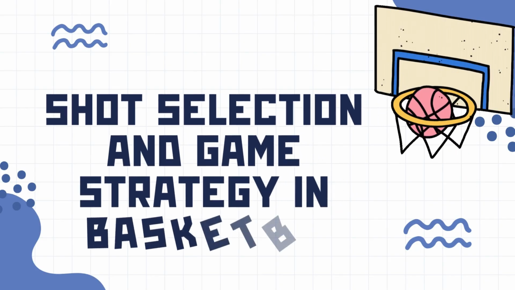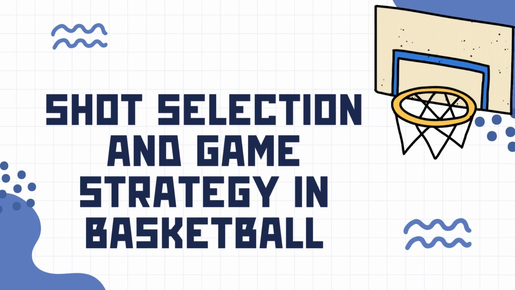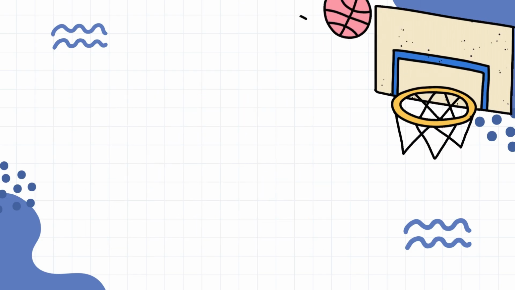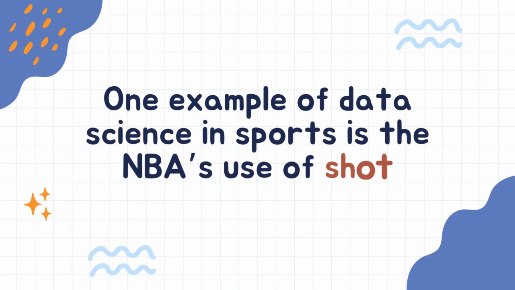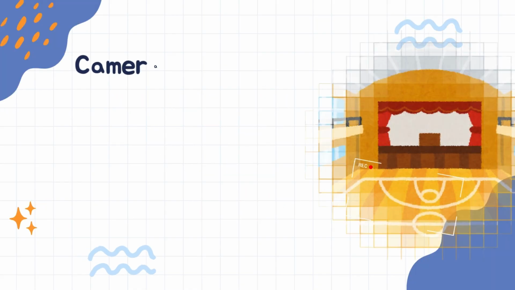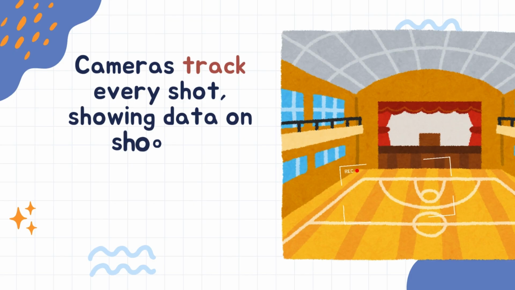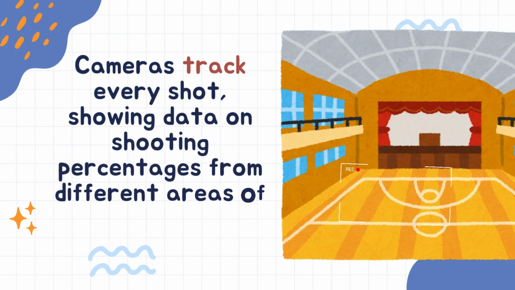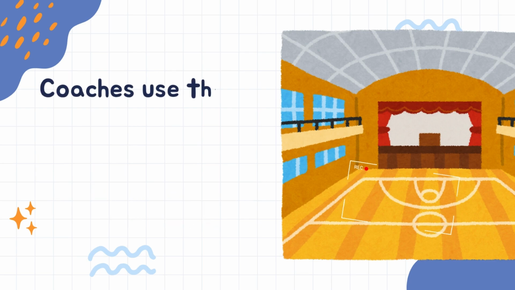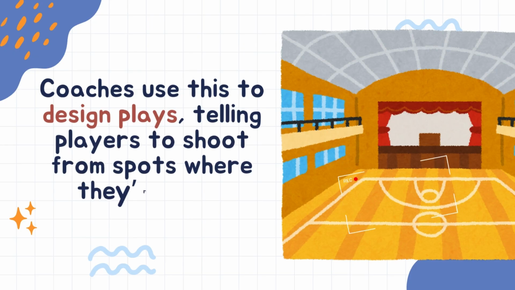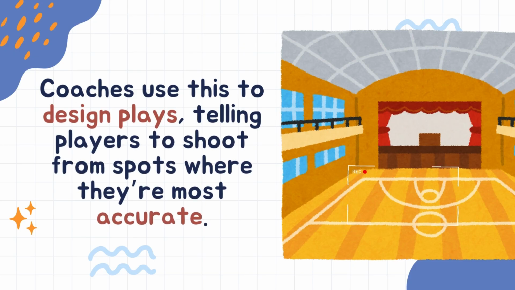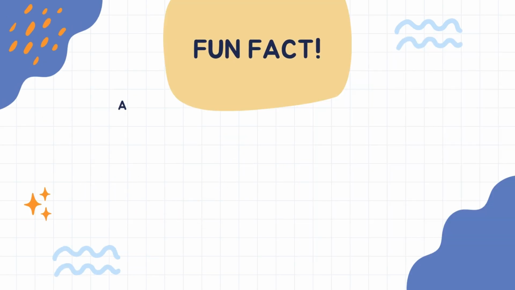So let's discuss shot selection and game strategy in basketball. One example of data science in sports is the NBA's use of shot analytics. Cameras track every shot, showing data on shooting percentages from different areas of the court. Coaches use this to design plays, telling players to shoot from spots where they're most accurate.